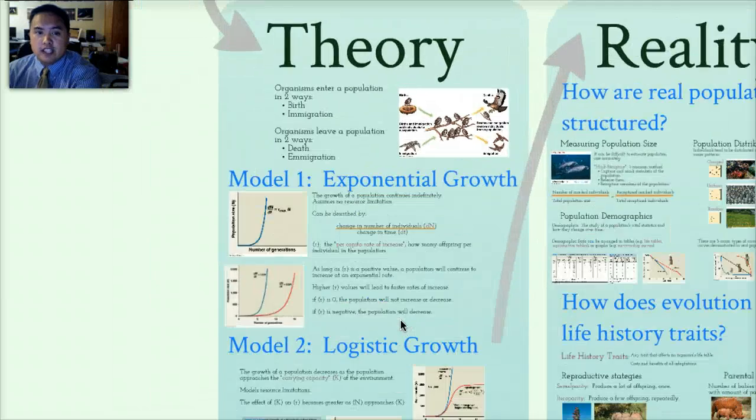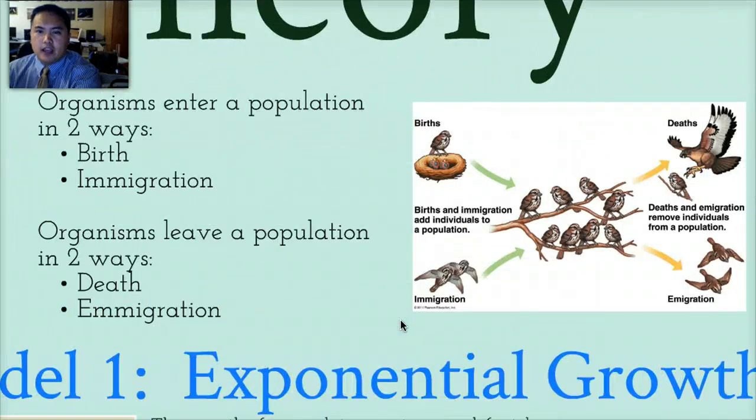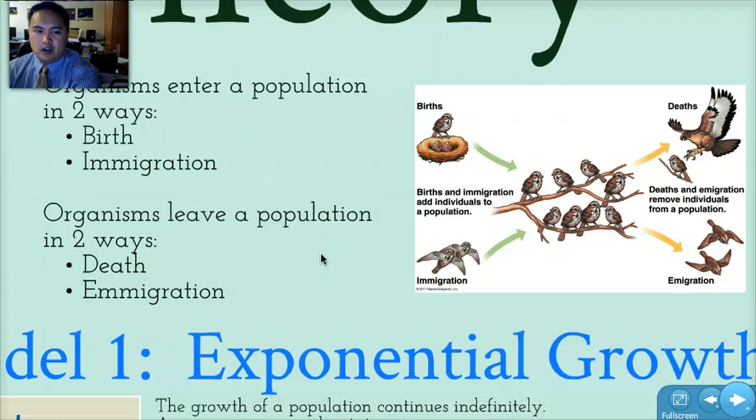So the theory is that, first of all, a population grows one of two ways. One, a new organism is born, or one immigrates. So in this picture you see birds, they can either immigrate or they can be born. And a population shrinks when a bird dies, or any organism dies, or it leaves, which is called emigration. Now, emigration and immigration are opposites of each other. So how do they grow over the long term?